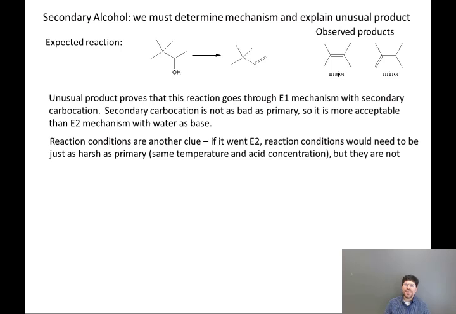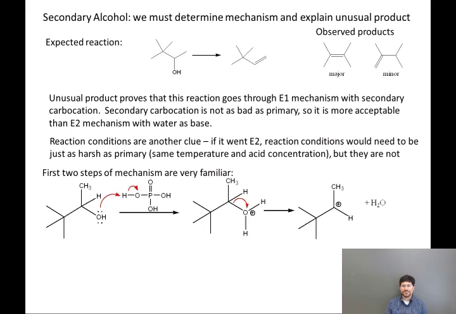The other clue that the mechanism has to be different are the reaction conditions. If this reaction were going E2, the reaction conditions would need to be just as harsh as the primary case that we looked at on the last slide. You would need the same temperature and the same acid concentration, but the conditions are not as harsh. We're using an acid that's not as strong, in not as high a concentration, and at a lower temperature. So that should be implying also to you that a mechanism is different.